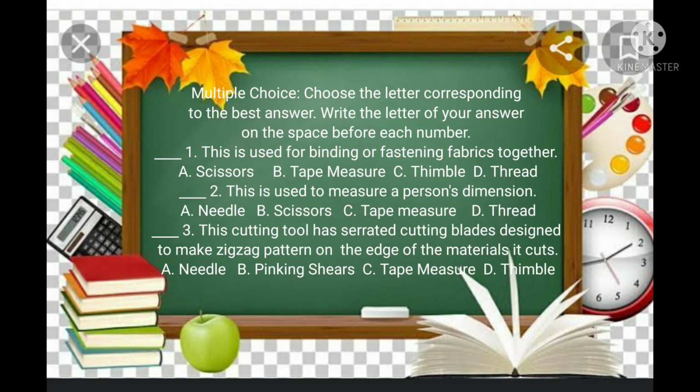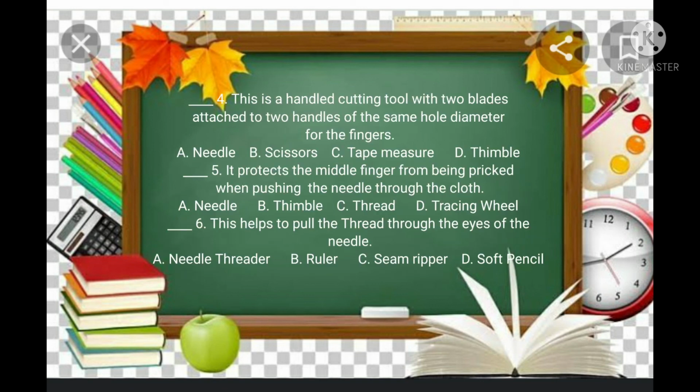Number 3. This cutting tool has serrated cutting blades designed to make a zigzag pattern on the edge of the materials it cuts. A. Needle. B. Pinking shears. C. Tape measure. And D. Thimble. Number 4. This is a handled cutting tool with 2 blades attached to 2 handles of the same hole diameter for the fingers. A. Needle. B. Scissors. C. Tape measure. And D. Thimble.